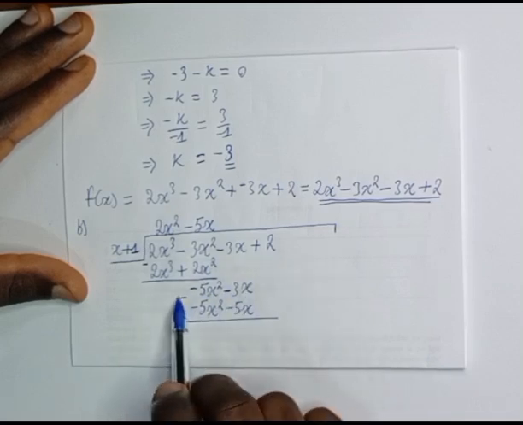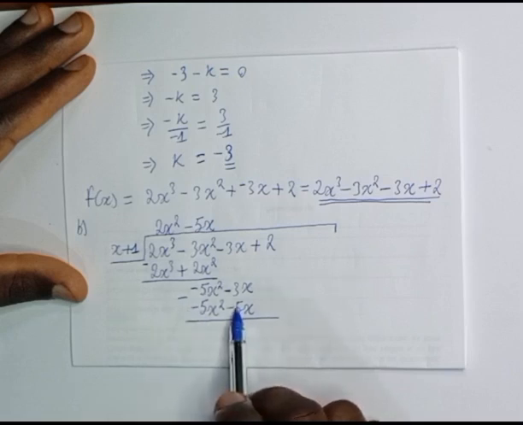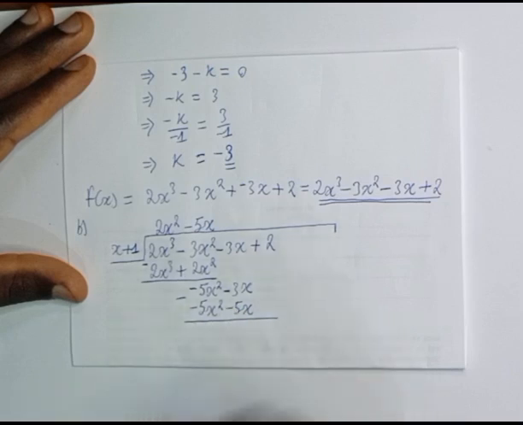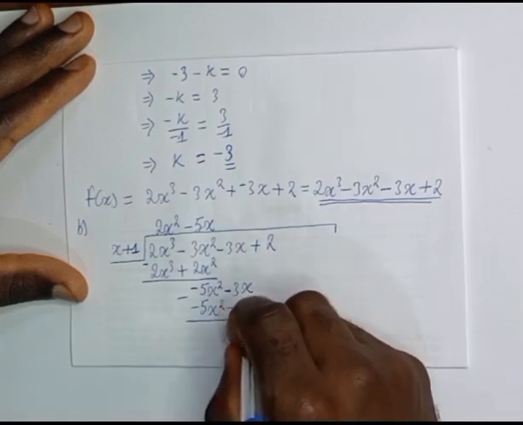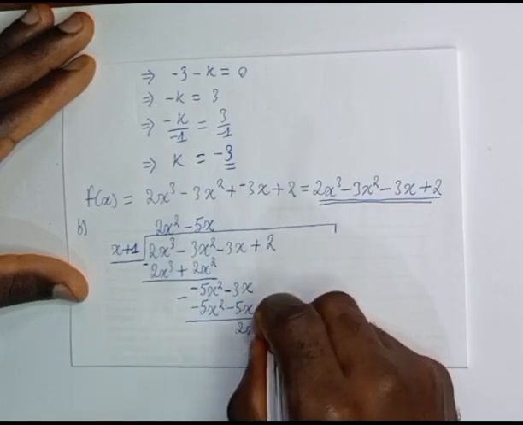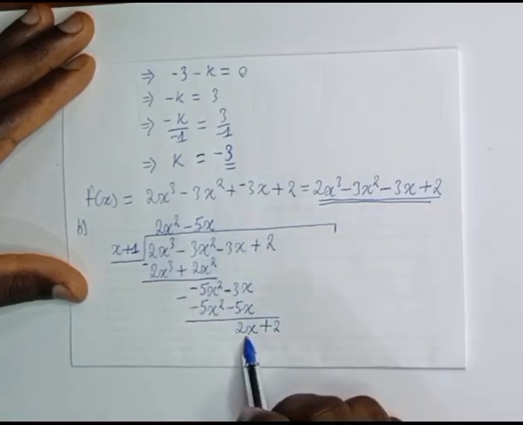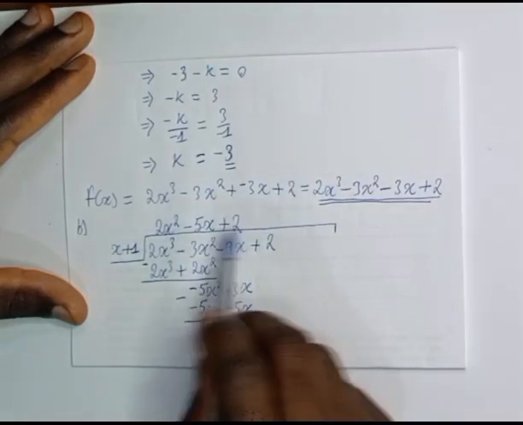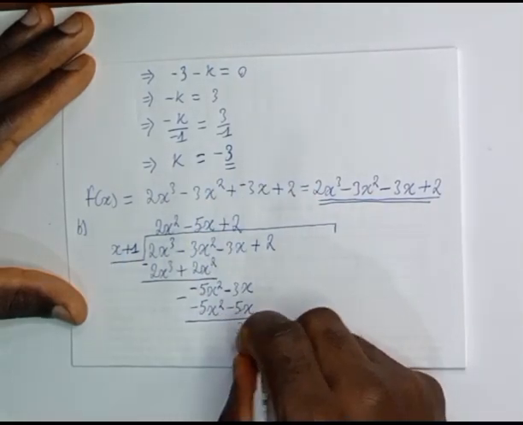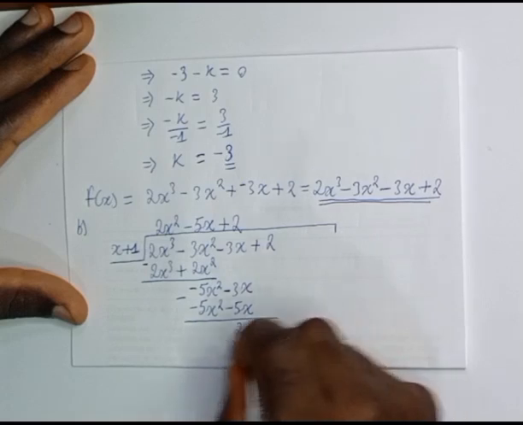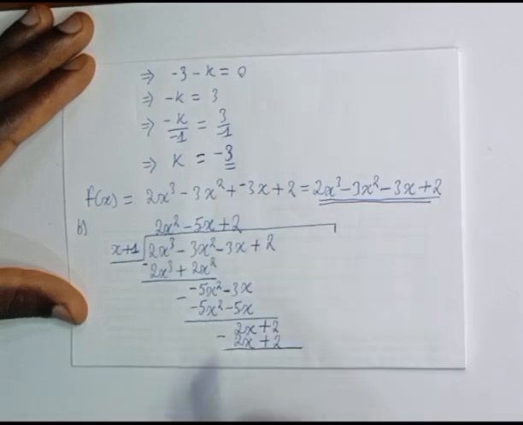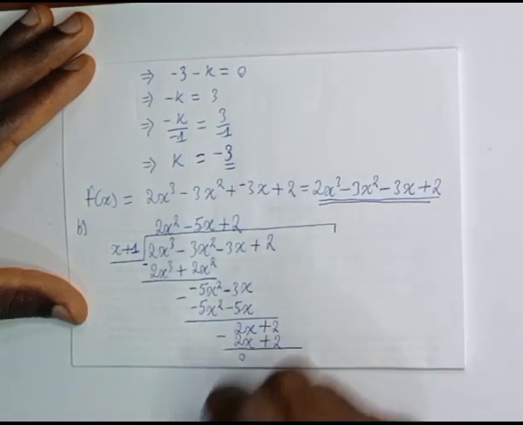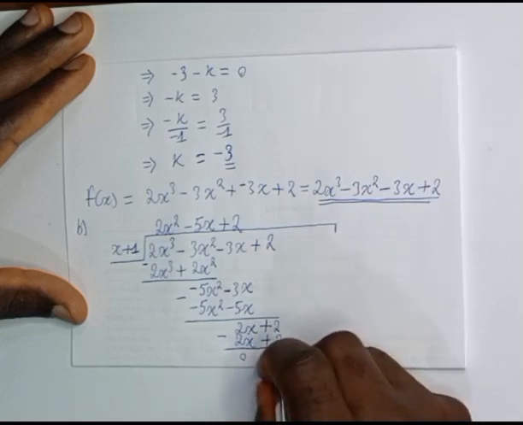Negative 3x minus negative 5x is the same as negative 3x plus 5x, which gives us 5x minus 3x, and this is simply equal to 2x. Bring down plus 2. 2x divided by x gives us plus 2. 2 times x gives us 2x plus 2 times 1, which is 2. We subtract. 2x minus 2x gives 0. 2 minus 2 gives 0.